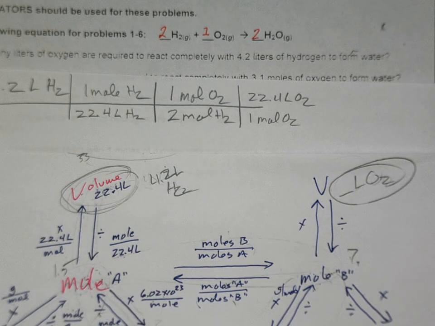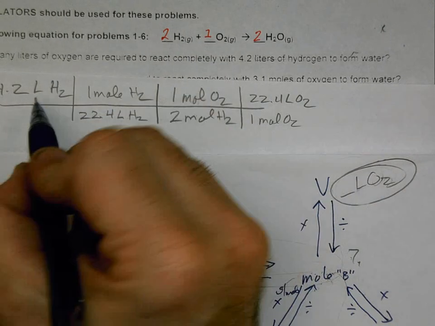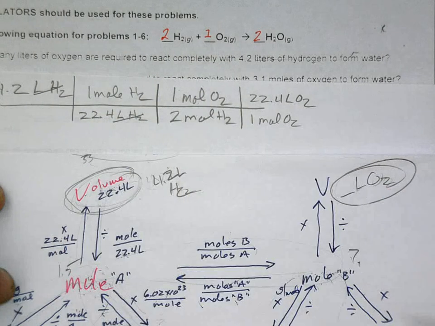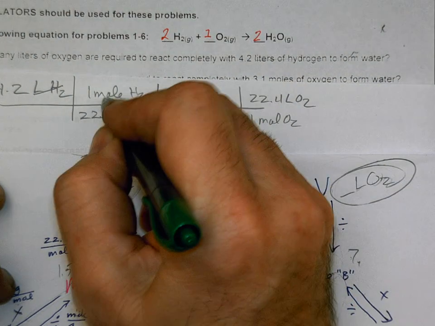So let's start canceling out, because this is the fun part now. We'll start over here: liters of H2 with liters of H2. I'm going to use a green now: moles of H2 with moles of H2.